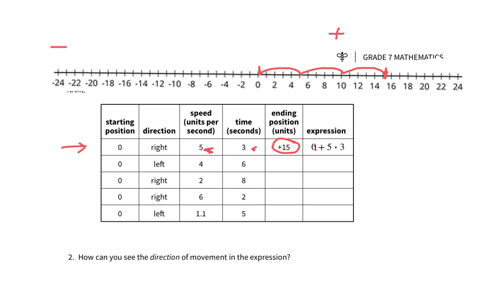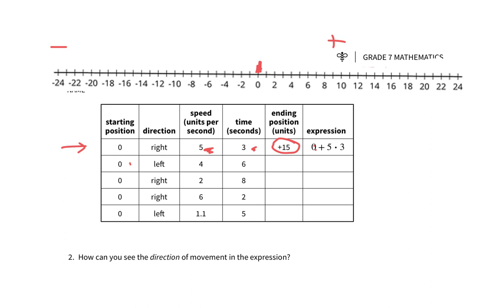For the second car, now we notice this one's going to the left, which means that it's going to go backwards. So again, starting at 0, it tells us the starting position is 0. It's going to go 4 units per second, whether that's meters per second or miles per second or however fast that's going, for 6 seconds.